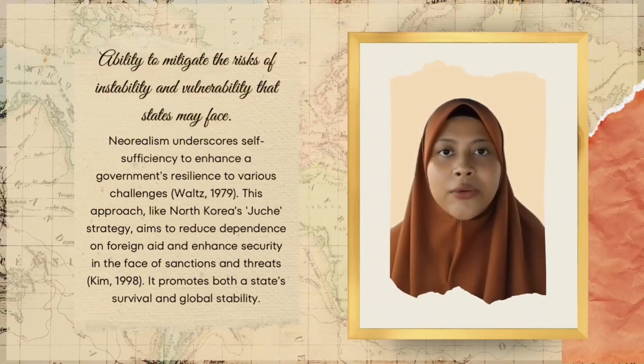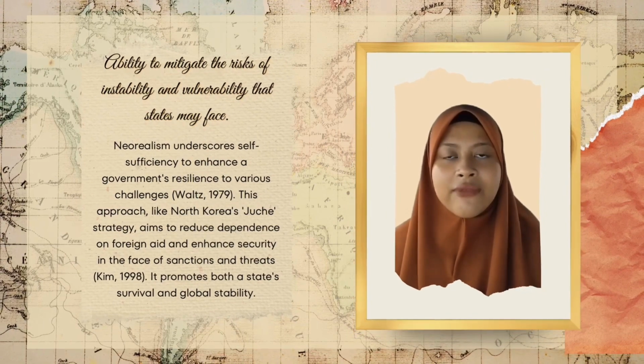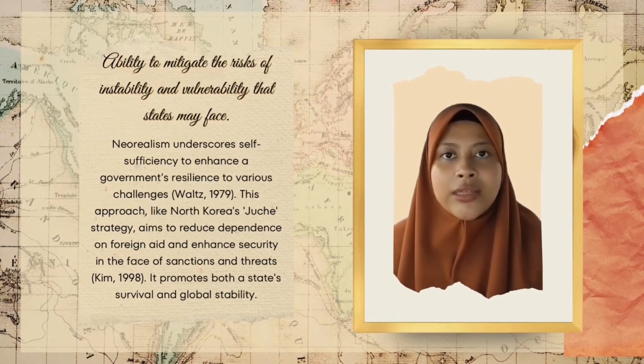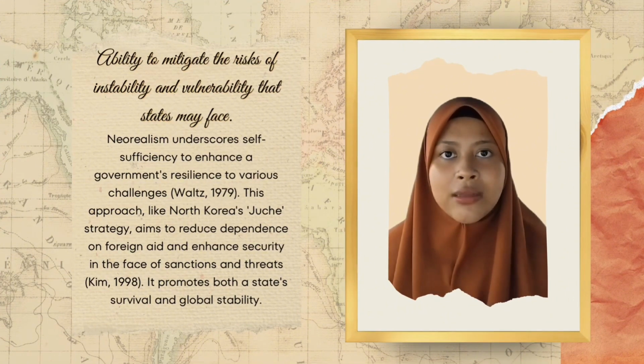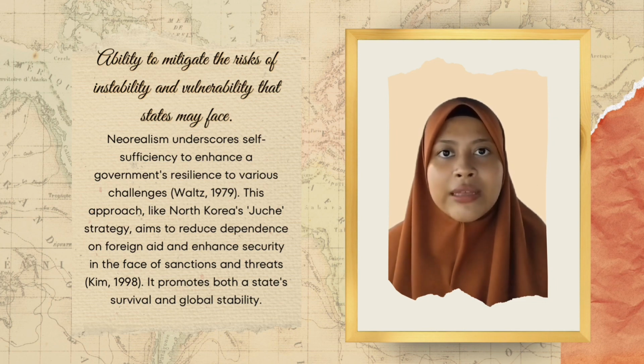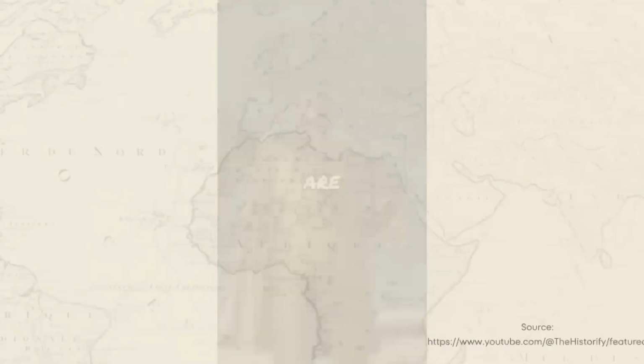The third strength of Neorealism is that it advocates self-sufficiency. It urges the nations or states to reduce their dependency on other nations to better cope with various challenges, whether in terms of economy downturns or security threats. This can be seen in the North Korea Juche strategy, which emphasizes self-sufficiency and enables the country to maintain its stability and security even in the face of global sanctions and security risks.